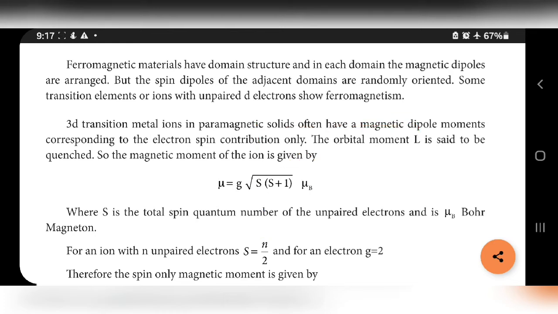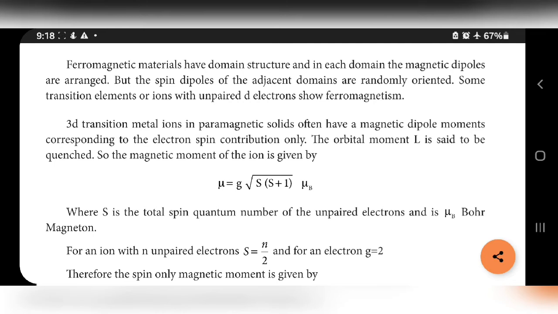A 3d transition metal ion in a paramagnetic solid often has a magnetic dipole moment corresponding to the electron spin contribution only. The orbital moment L is said to be quenched, that is, the lack of symmetry in the system allows us to consider that the orbital angular momentum L is equal to 0. L equal to 0 means fully quenching takes place.